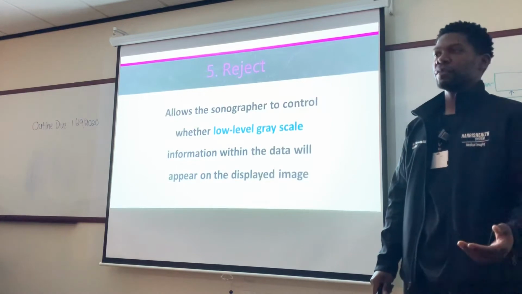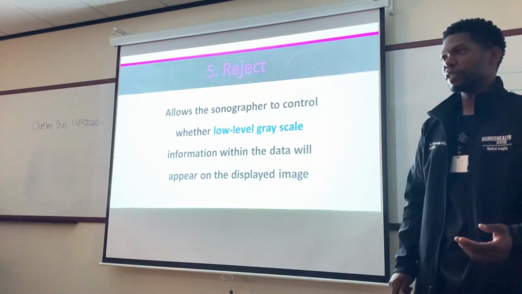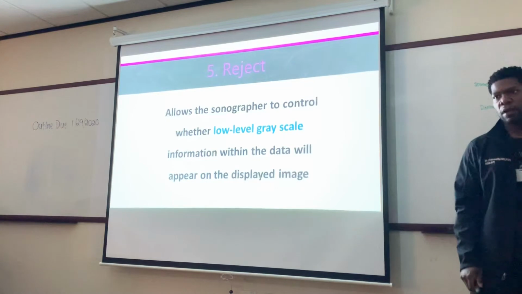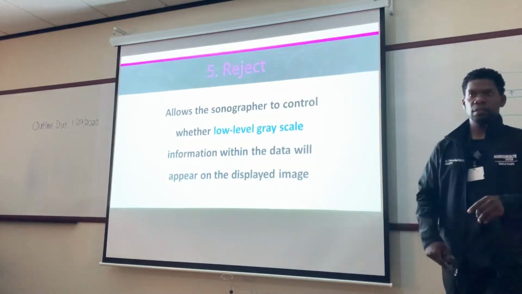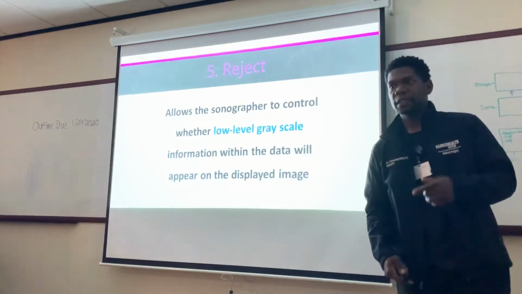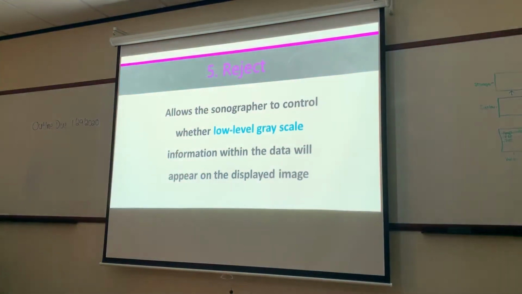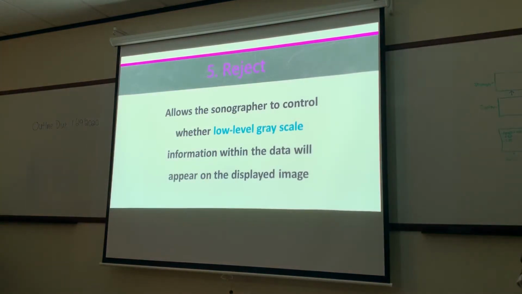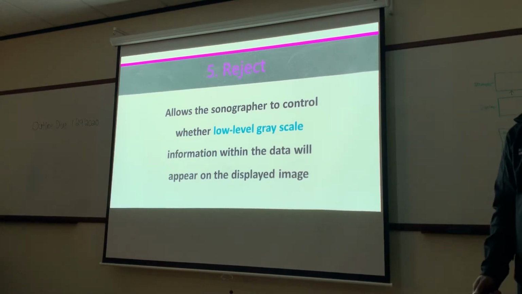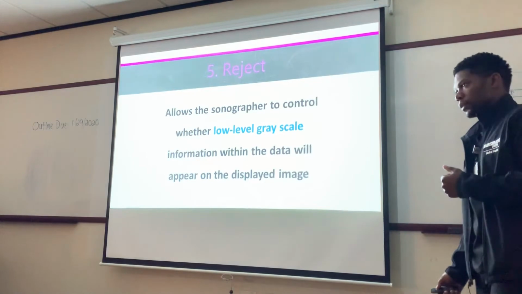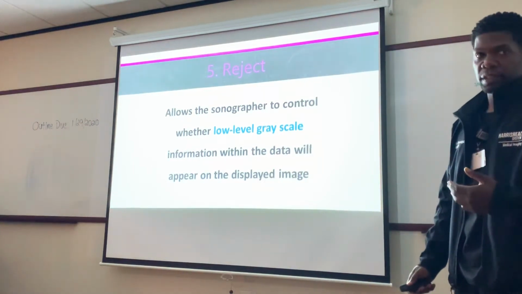So we don't want those. We don't want meaningless information, right? When we talk about a signal-to-noise ratio, we want it to be high. We want high signal, low noise. High signal, low noise. So again, reject is rejecting those low-level grayscales. It doesn't affect our high amplitude signals coming to the receiver. It only affects low-level signals. That's a key term when it comes to reject.